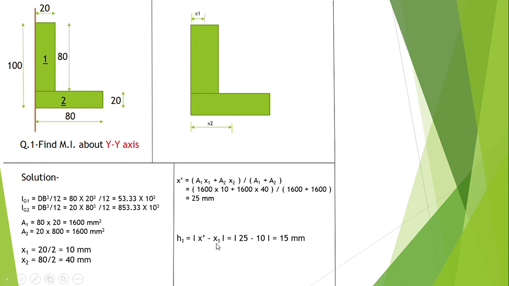Now in the same way we have to calculate h1. It is x bar minus x1. We are again taking the absolute value, so the answer will be positive. In the same way, h2 we get the same as 15 mm.